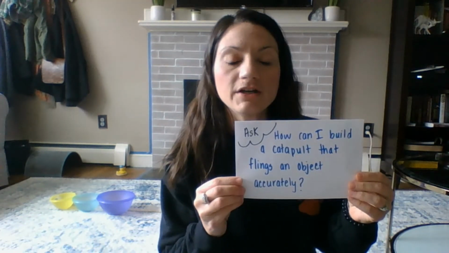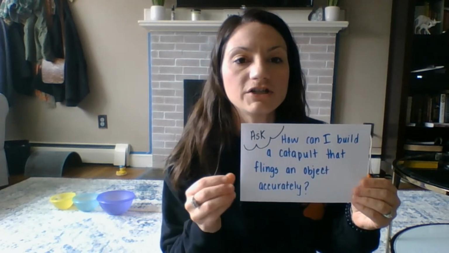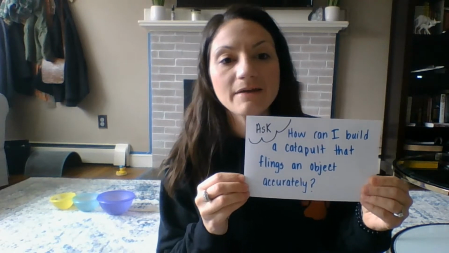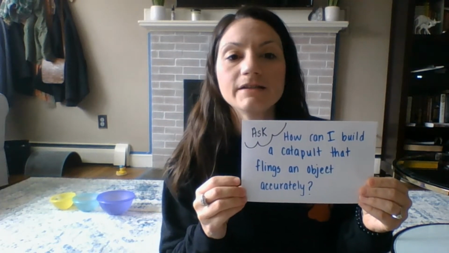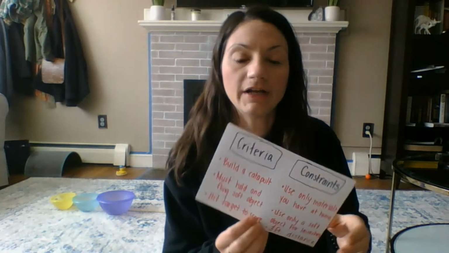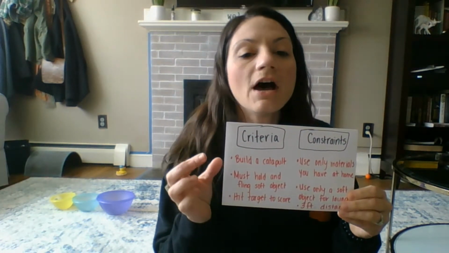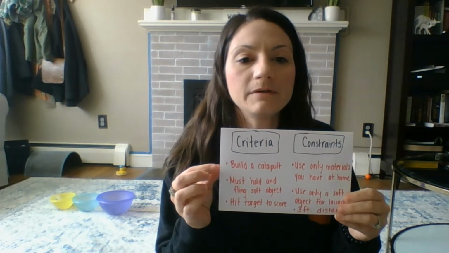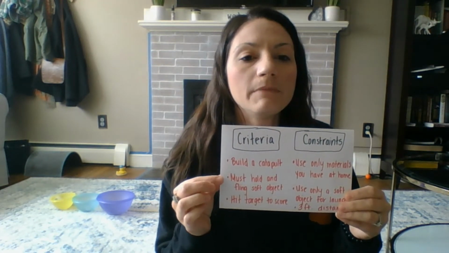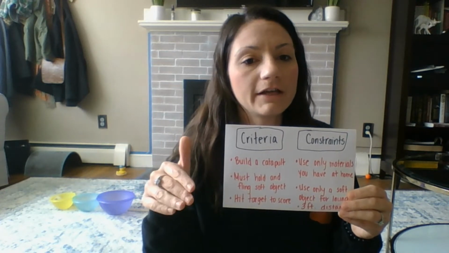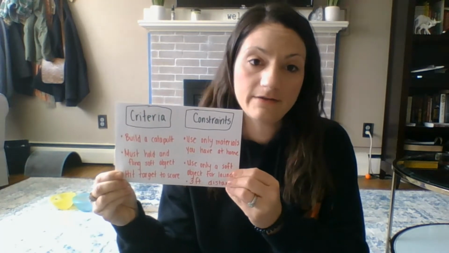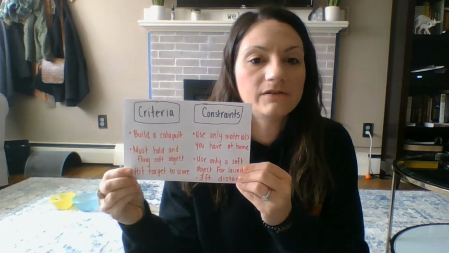The first step in the engineering design process is going to be to ask our question. And that question for today is, how can I build a catapult that flings an object with accuracy? So for this challenge, we have a few criteria and a few constraints, just like any good engineering challenge does. For our criteria, we want to be able to build a catapult. It must be able to hold an object and fling an object, okay? And it has to hit a target in order to be accurate and score points.